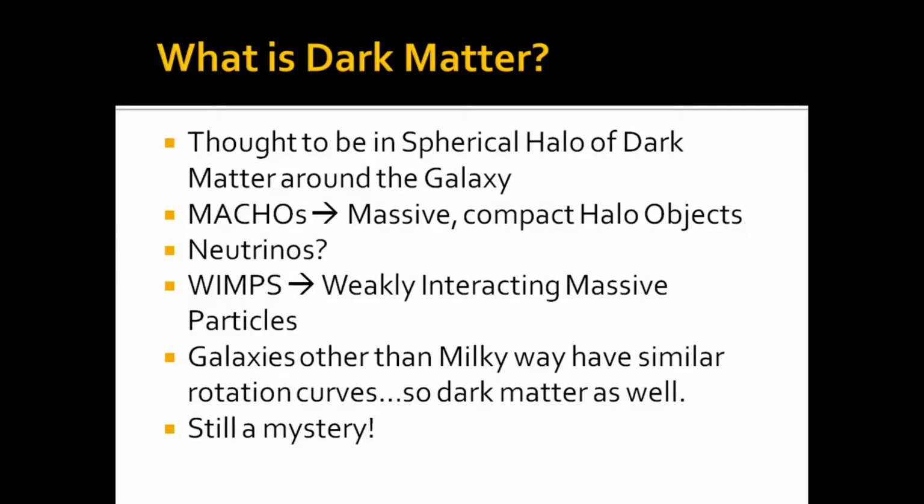Or maybe there's a new class of subatomic particles, called weakly interacting massive particles, or WIMPs. Their existence is suggested by theories, but they're not really confirmed yet experimentally. Other galaxies have similar rotation curves as our galaxy does, indicating that maybe these dark matter halos do exist. So maybe there are some new types of particles like these WIMPs out there, accounting for this extra matter.